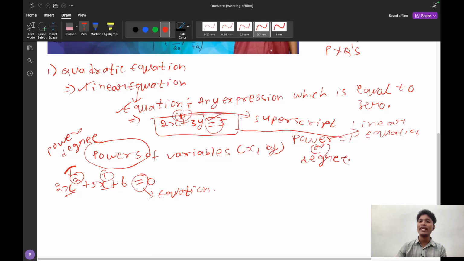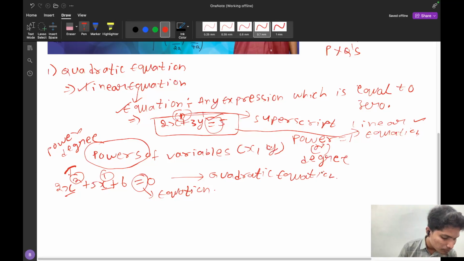In the equation, if the degree is equal to 1 and it has the equal to sign, it is said to be a linear equation. And if the degree is 2, or power equal to 2, and it has the equal to sign, then it is called a quadratic equation. This is the basic thing you have to understand.